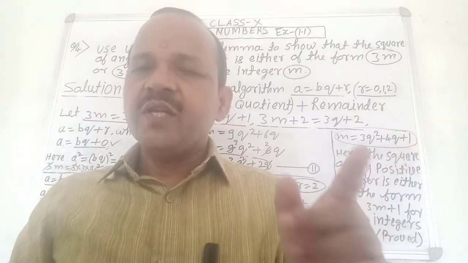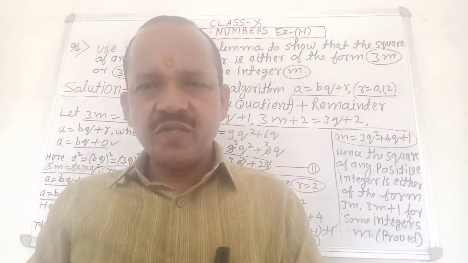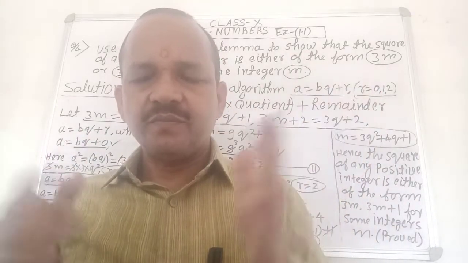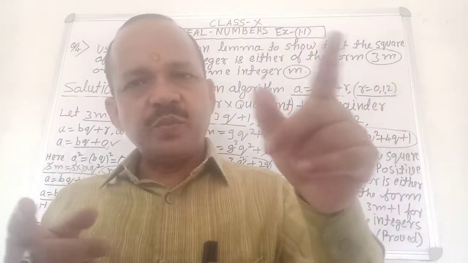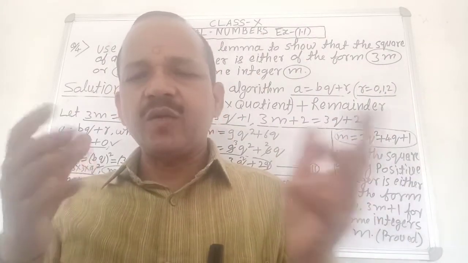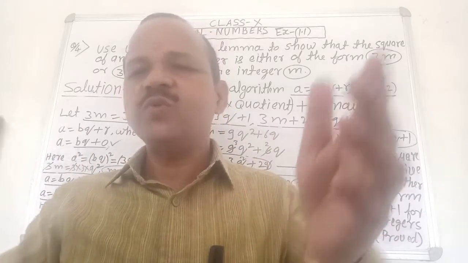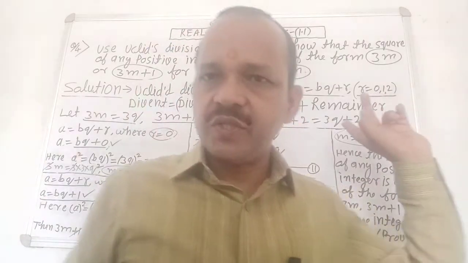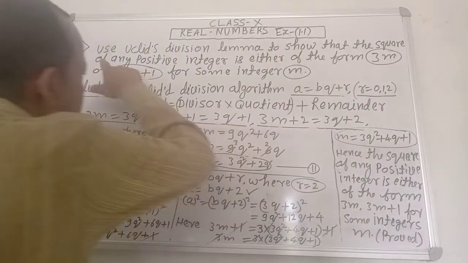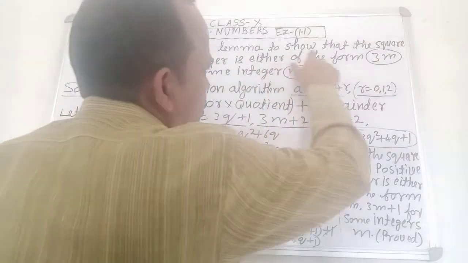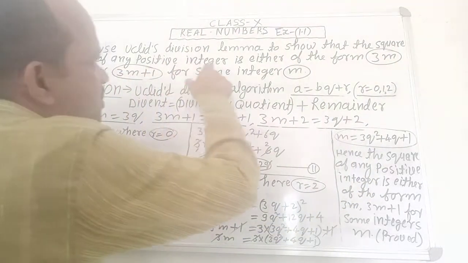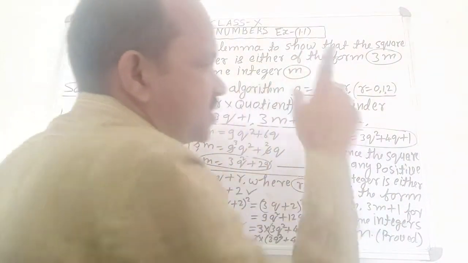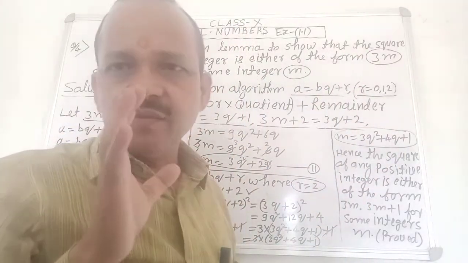Euclid's division algorithm is: dividend equals divisor multiplied by quotient plus remainder. A equals BQ plus R, where R equals 0, 1, 2, and so on. Concentrate your mind and see the board. Use Euclid's division lemma to show that the square of any positive integer is either of the form 3m or 3m plus 1 for some integer m. Is the question clear?